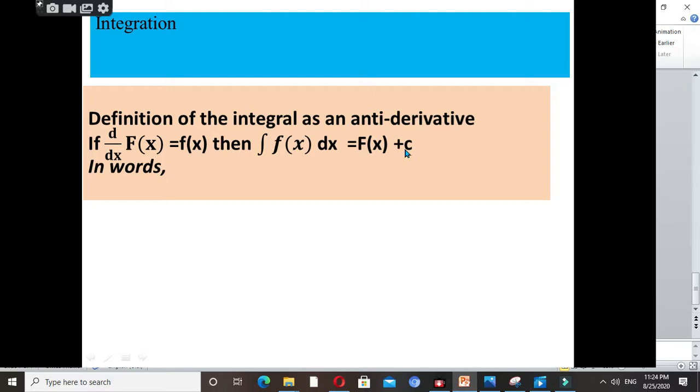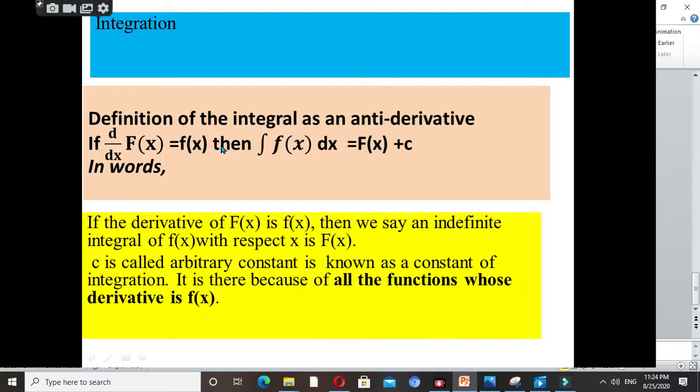What is the value of the constant while integrating? We used to write, and we must write, the constant. But what is the value of this c? In this video I am going to explain this. And what is the definition of integration? If the derivative of capital F(x) is small f(x), be careful about this.